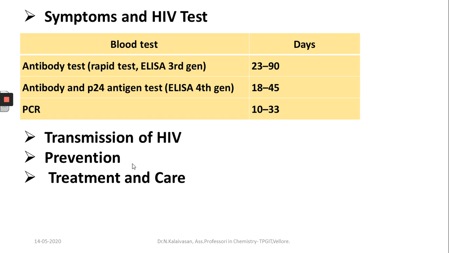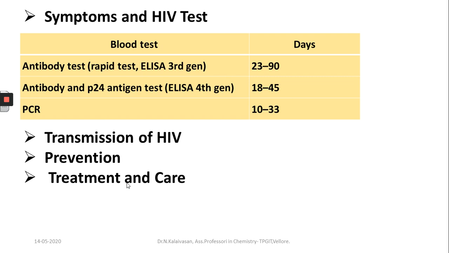Apart from this, we can have education and proper knowledge about HIV. When these things make people aware about HIV, it prevents them from HIV infection. And the last part is treatment and care of HIV patients. Treatment and care is very important.